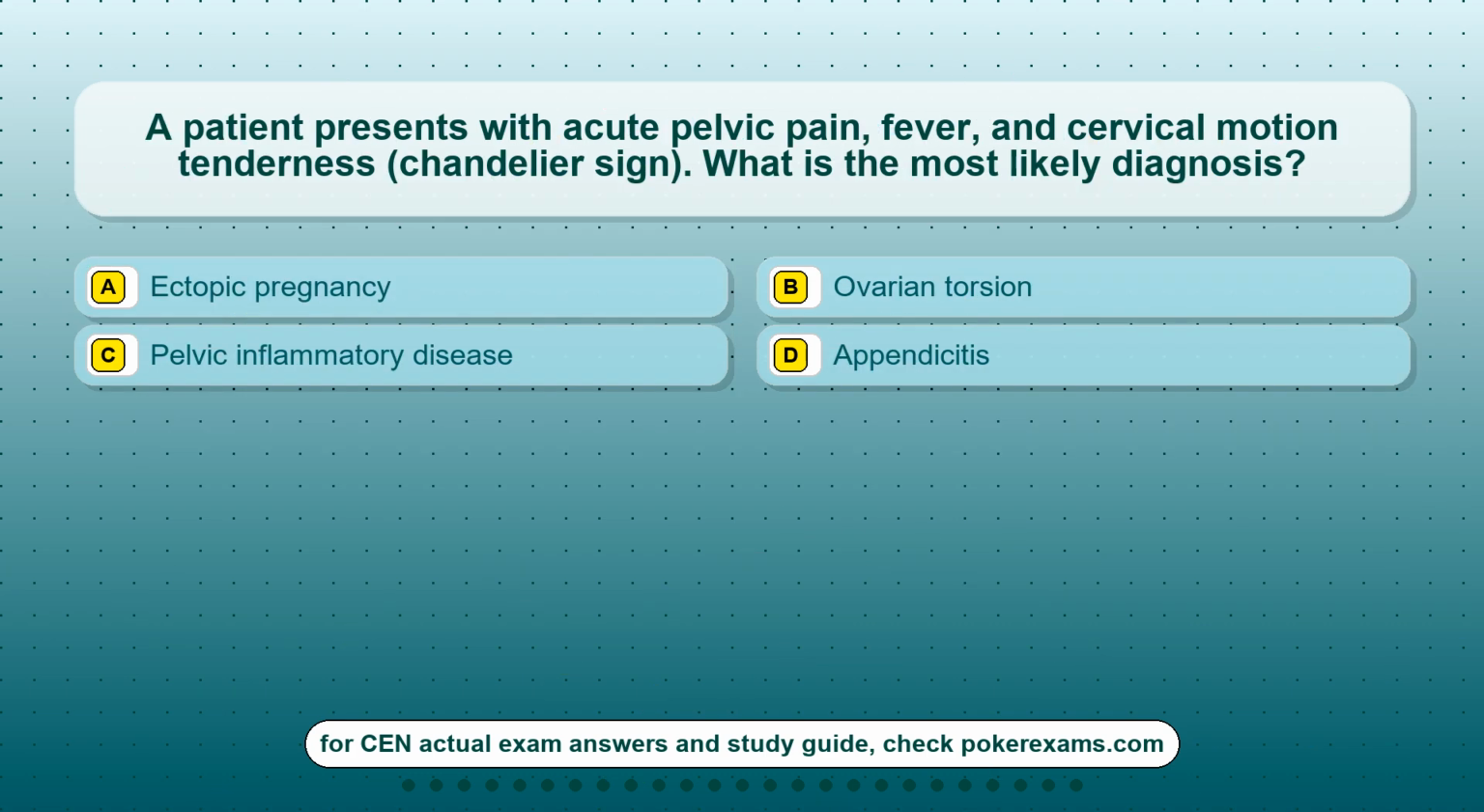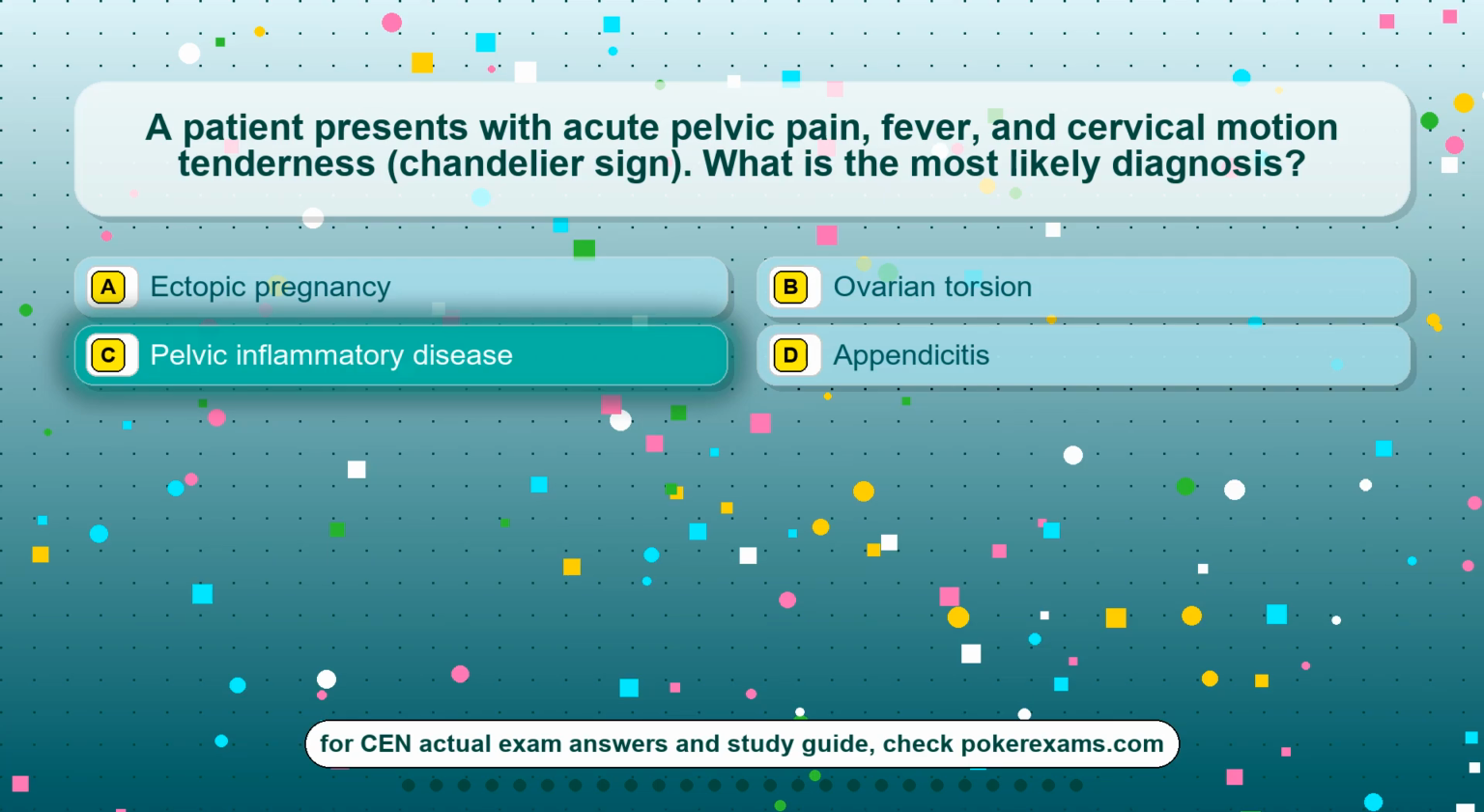Question 13. A patient presents with acute pelvic pain, fever, and cervical motion tenderness, chandelier sign. What is the most likely diagnosis? Option A, ectopic pregnancy. Option B, ovarian torsion. Option C, pelvic inflammatory disease. Option D, appendicitis.